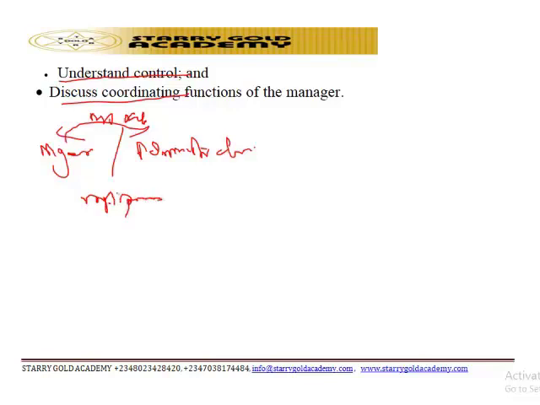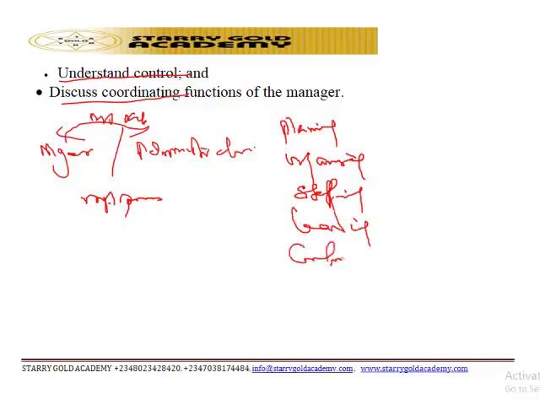Are we following? If that is the case, the management process we just said is a series of steps taken by managers and top administrators to get their work done. And the process is as follows: we have planning, followed by organizing. After that, we have staffing, we have leading, we have controlling, and coordinating.